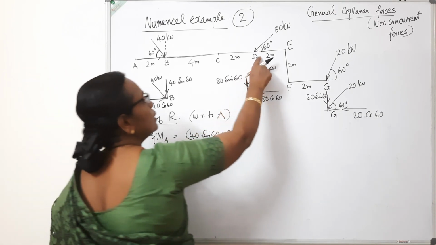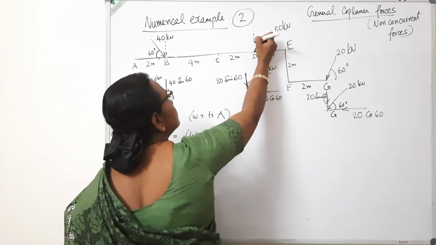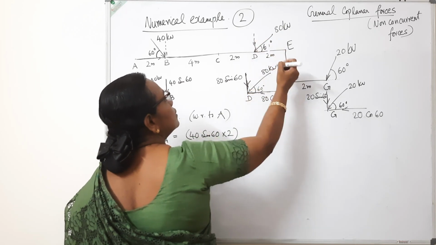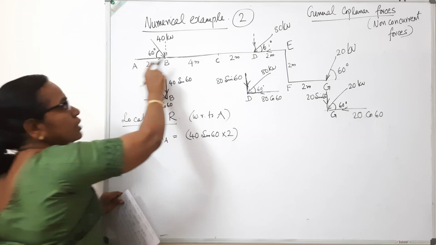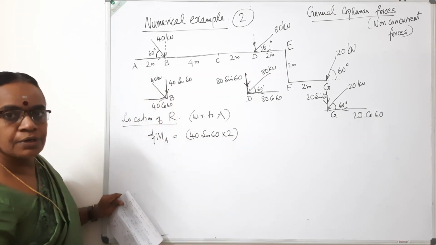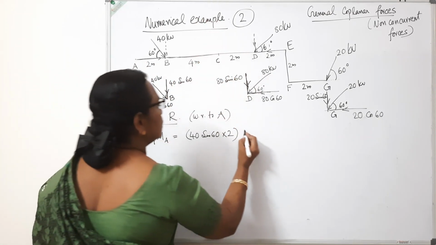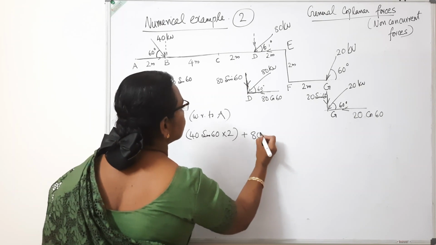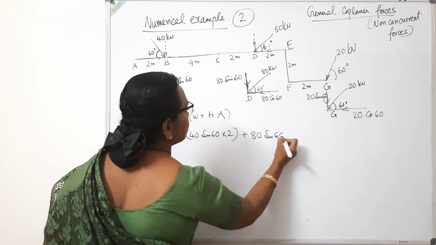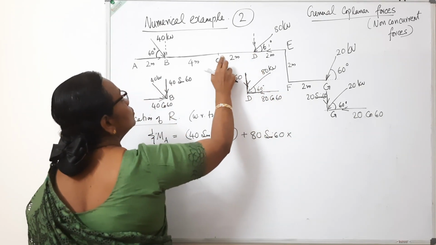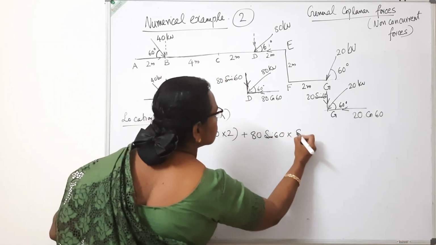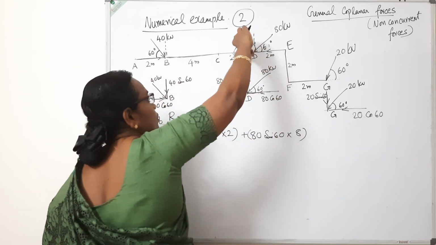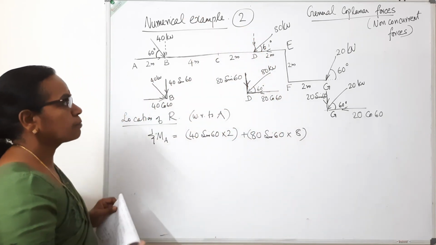Similarly, this 80 has two components. One is downward here, the other one is towards left. The horizontal component will not have any moment because the line of action is passing through A. So this vertical component 80 sine 60, acting at a distance 2 plus 4, 6 plus 2, 8, also produces a clockwise moment.